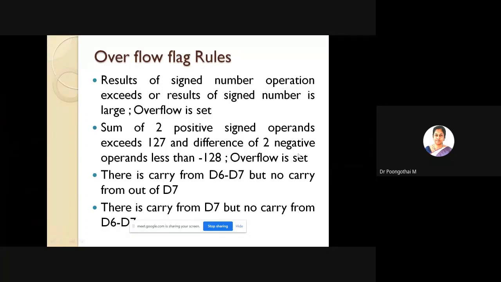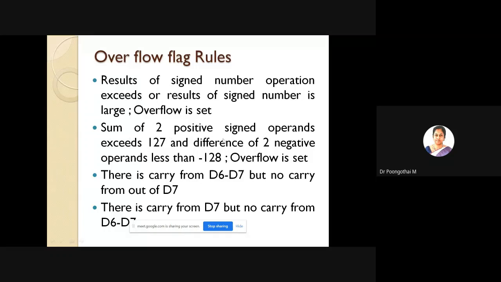So these are the rules for the overflow flag. That is, the result of a signed number operation exceeds the range, or the result of a signed number operation is too large. In case of 8051, if the result after an arithmetic operation exceeds the range, the overflow flag is set. What is the range? Minus 128 to plus 127. If it exceeds this value, your overflow flag will be set.